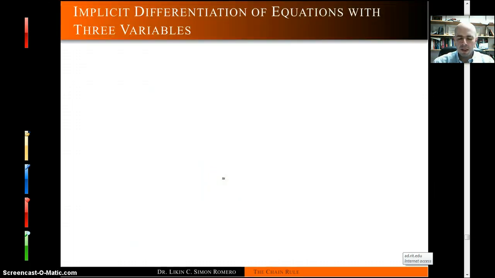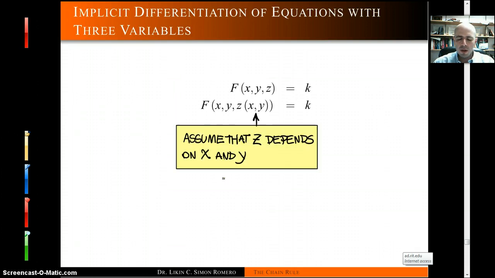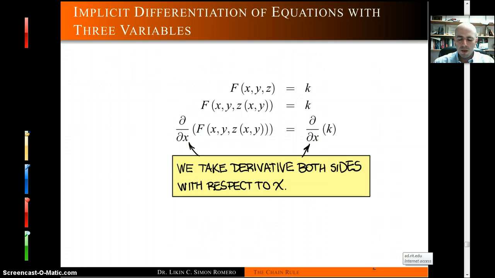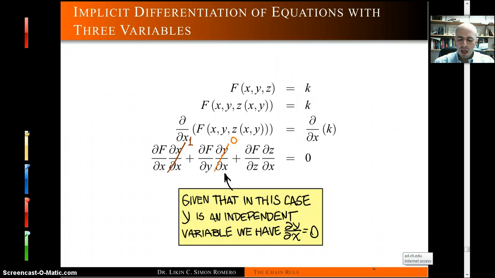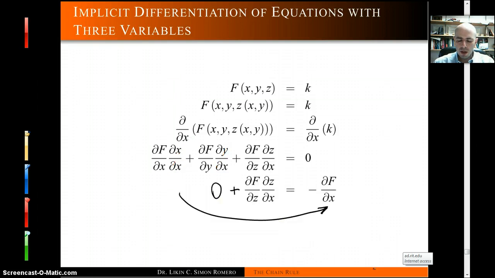Now we can do implicit differentiation with three variables too. The thing that we do is exactly the same. We have an equation of three variables equal to a constant, and then we assume that z depends on x and y. Then we take the derivative of both sides with respect to x. Since z is a function of x and y, the chain rule is used. And the thing that you have to notice here is x depends on x at a rate of 1, and y depends on x at a rate of 0 because it's an independent variable. So we end up having exactly the same formula as before.